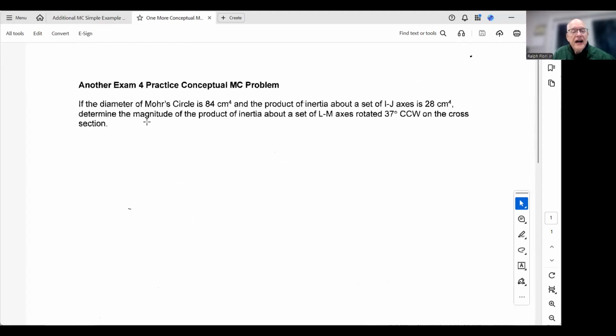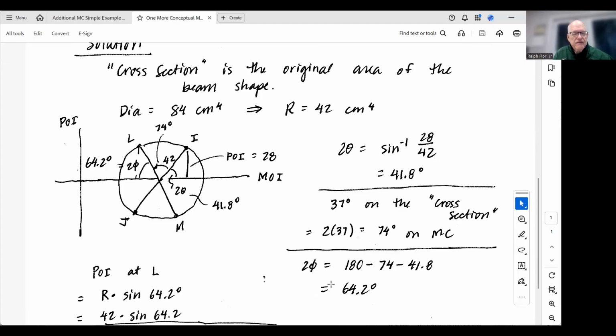So this problem says the diameter of Mohr's circle is 84 centimeters to the fourth. The product of inertia about a set of ij axes is 28 centimeters to the fourth. Determine the magnitude of the product of inertia about a set of LM axes rotated 37 degrees counterclockwise on the cross-section. Not easy. So let's draw the circle. So basically you've got a circle. It said the diameter is 84, which means that the radius is 42. So now you have a circle. You know the radius is 42.